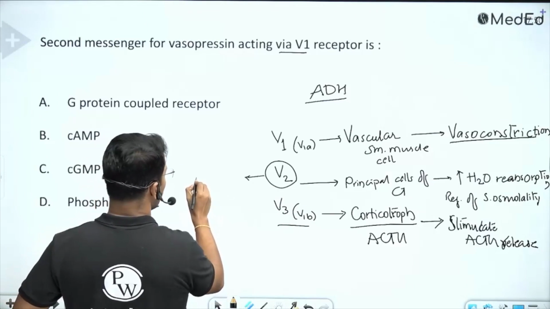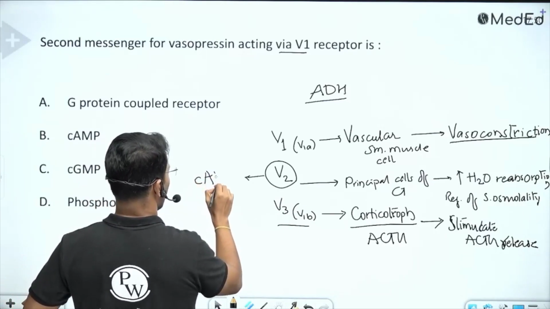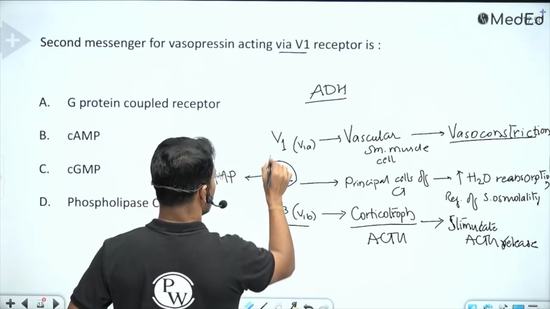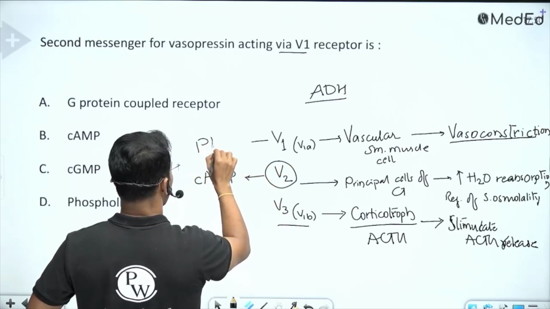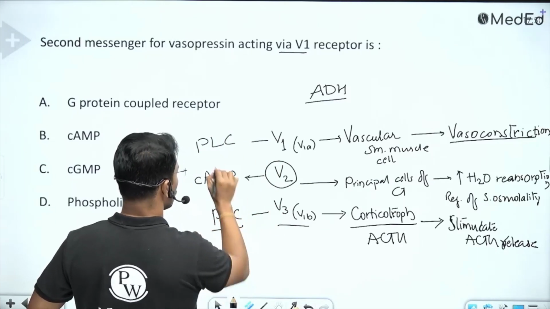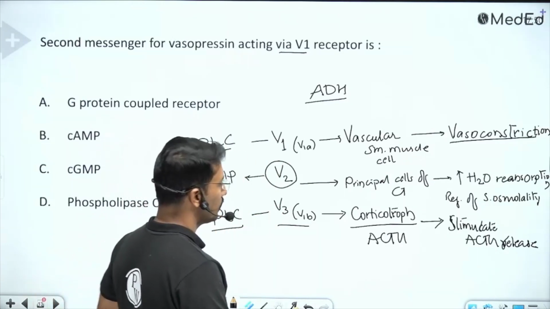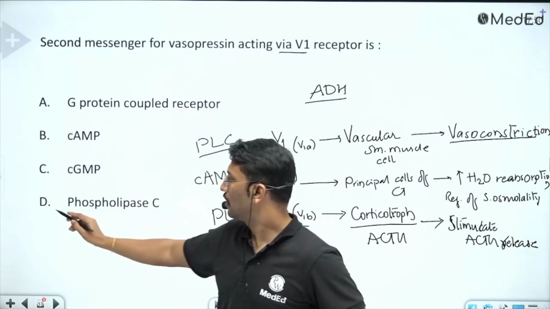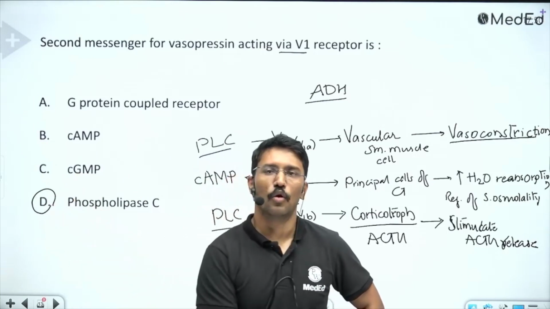So when it comes to V2, it is cyclic AMP, but when it comes to V3 and V1, it is phospholipase C, right? Basically, they're using the IP3 DAG pathway, the diacylglycerol pathway. So the answer for this question should be phospholipase C, or option D, right?